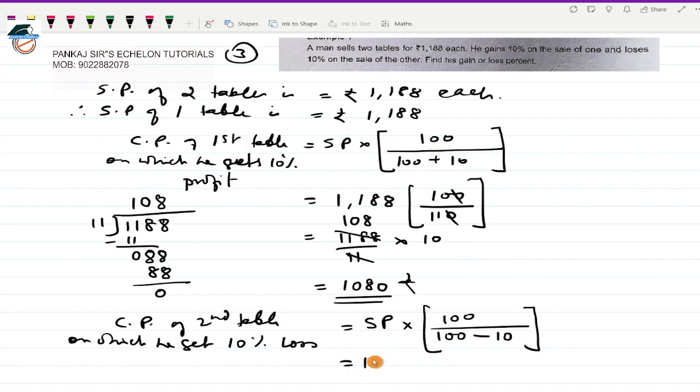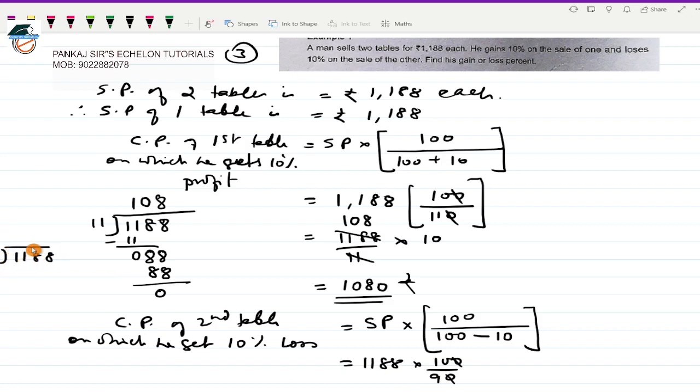So here again it will be 1188 into 100 upon 90, isn't it? So what I can do is this 0 and this 0 will cut. So I'll have to work out this 1188 upon 9. Okay, so let me do that.